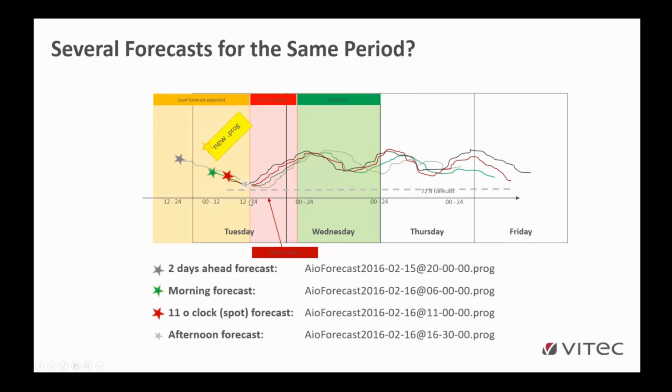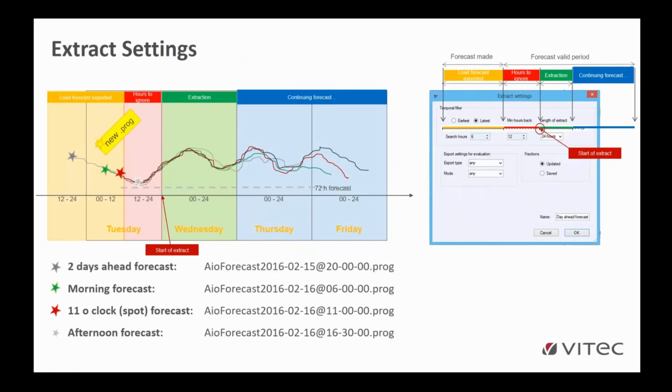If we would prolong the hours to ignore, so it would cover this afternoon forecast, then it would use the 11 o'clock forecast instead. So if we make the hours to ignore longer, then we could specify that it's the red one.